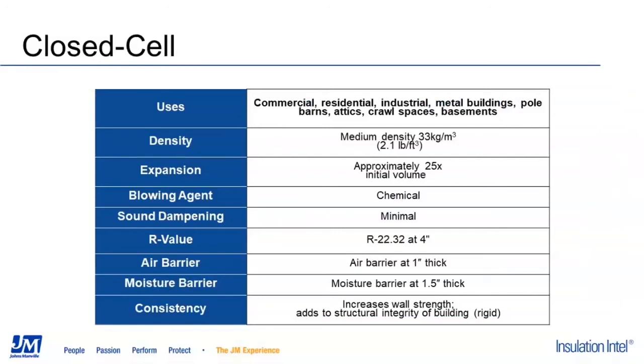While closed cell foam has excellent thermal performance and air sealing properties, it does not have the sound dampening benefits like some of other Johns Manville's products do, such as fiberglass and mineral wool. In order to get the air barrier performance, the product needs to be installed to 1 inch thick, and for a vapor barrier, the product must be installed to at least 1.5 inches thick. After the foam cures, it becomes a very rigid plastic, which can add to the structural integrity of a building.